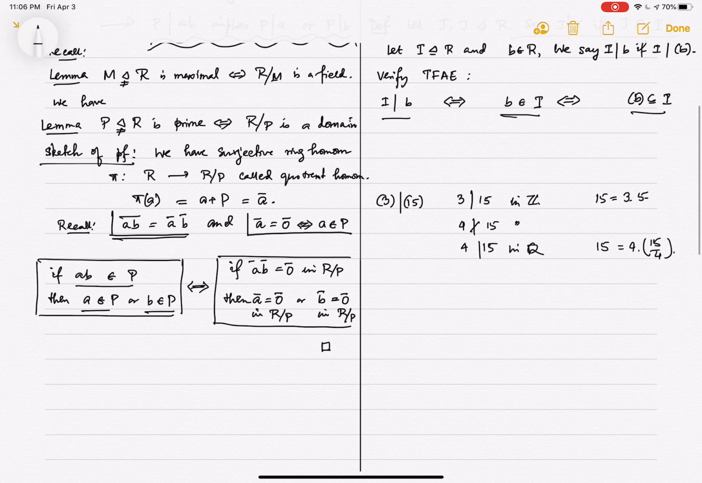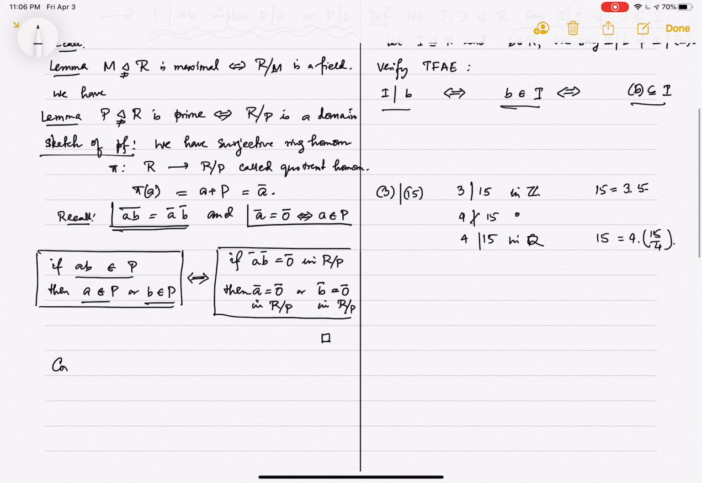Once you have this lemma, you have an immediate corollary that every maximal ideal is prime. So you have seen examples of some maximal ideals, so those are certainly prime ideals. Why? Because if you have a maximal ideal M, then R mod M is a field. A field is certainly a domain, so R mod M is also a domain. And if it's a domain, that means it's a prime. Okay? So that's why this is true.